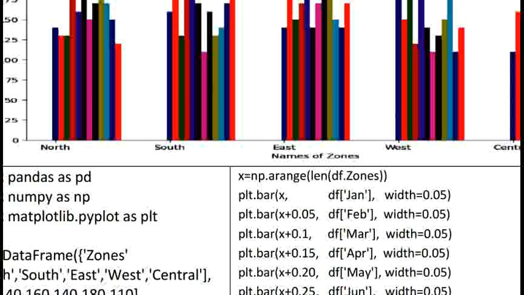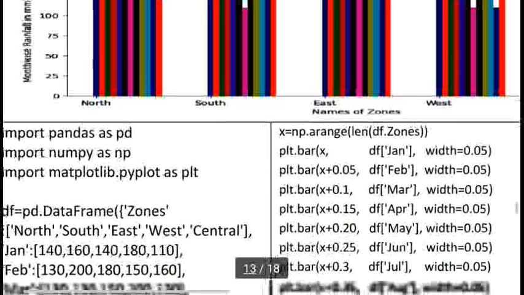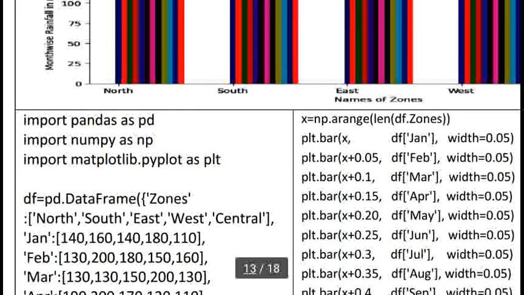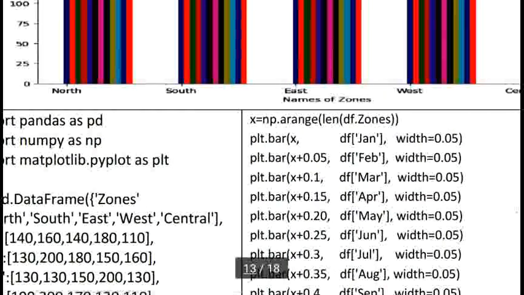np.arange(len(...)) will give you the total number of elements in the zone column, so total 5, and the arange function makes x hold 0, 1, 2, 3, 4 in memory. 0 holds north, 1 south, 2 east, 3 west, 4 central. So x has inside the memory, in square brackets, 0, 1, 2, 3, 4.